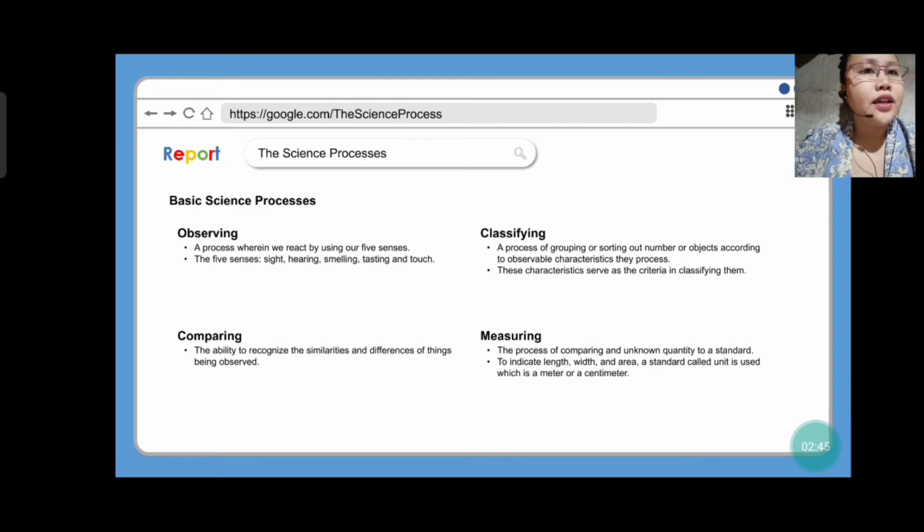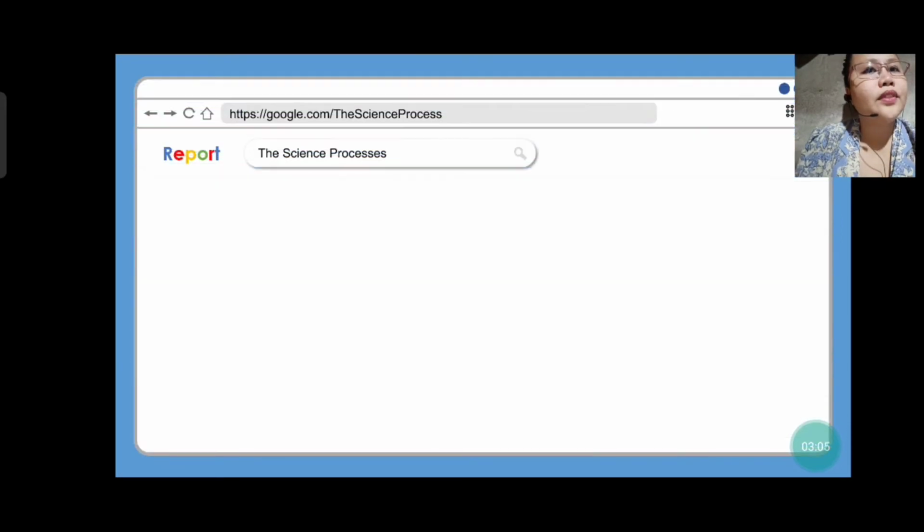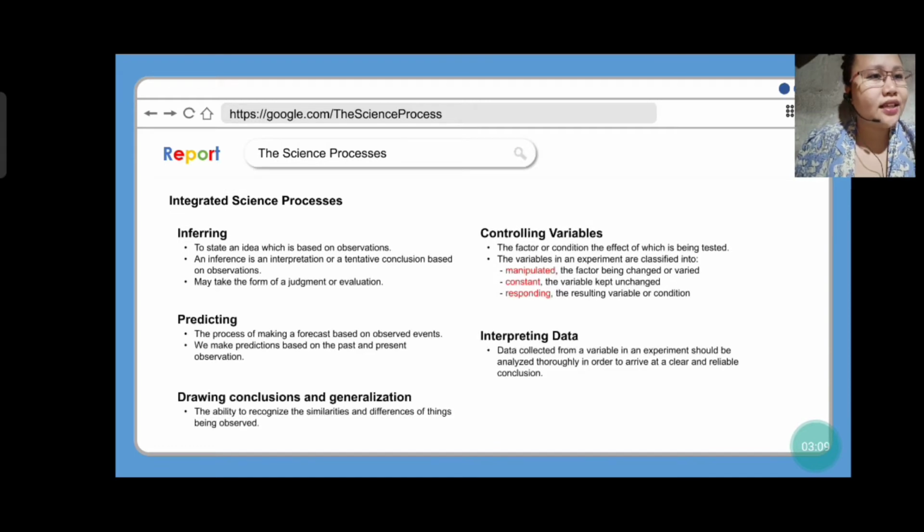So, we have the four basic science processes. First is observing, second is comparing, third is classifying, and fourth is measuring. And these science processes are basically used with elementary grade students. Next are the integrated science processes. These science processes are used now in high school, at a higher level.